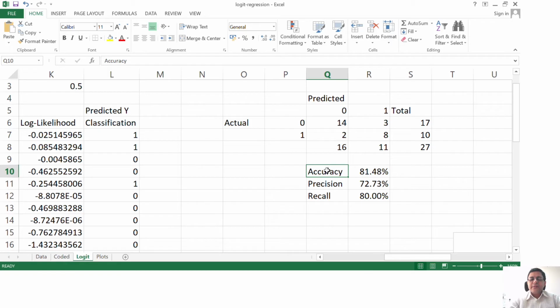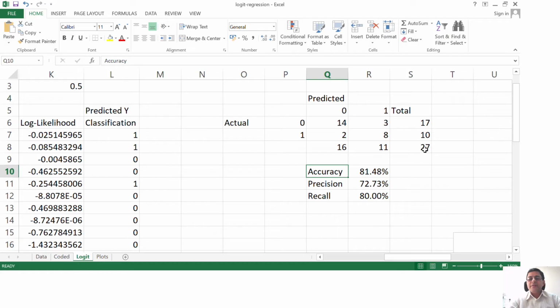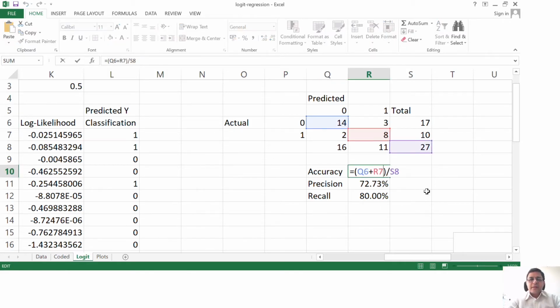So how do we calculate accuracy? What was our definition of accuracy? Our definition of accuracy was the total number of times our prediction was correct to the total number of observations. What is the total number of observations? 27. How many times was the prediction right? 14 times actual value of y was 0, predicted value of y was 0. And 8 times predicted value of y was 1, the actual value of y was 1. So 14 plus 8 matched, and therefore accuracy is calculated as 14 plus 8 divided by 27.